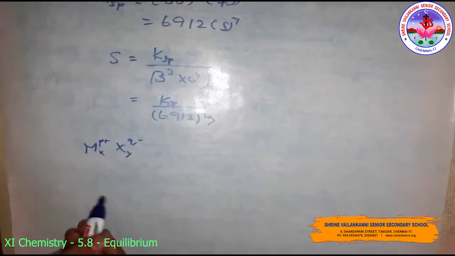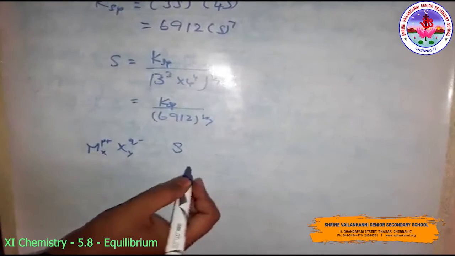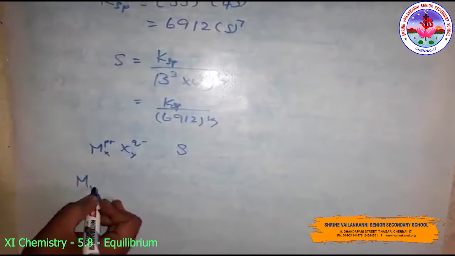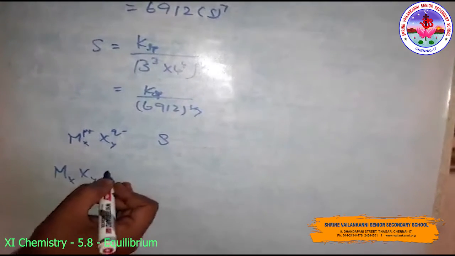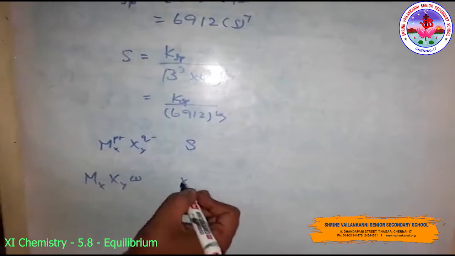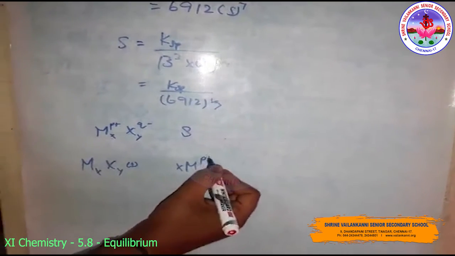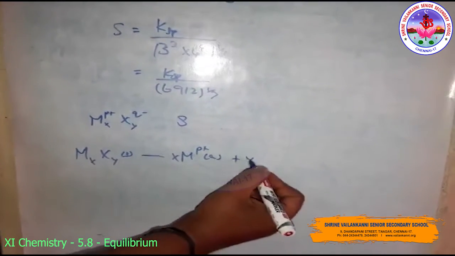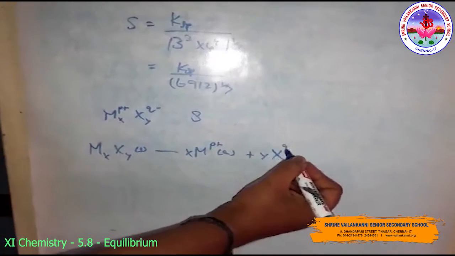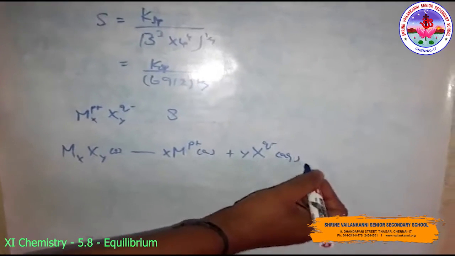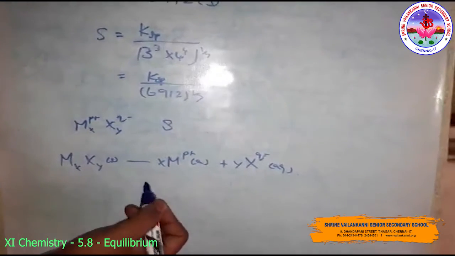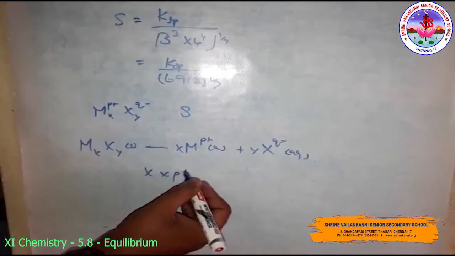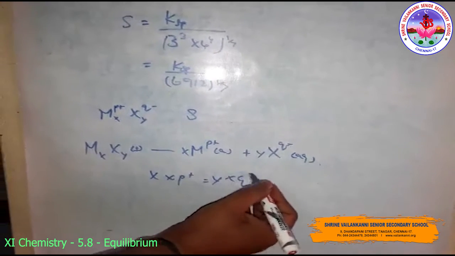So with the molar solubility S, in equilibrium with the saturated solution, we can represent it like this: MxXy solid is in equilibrium with x M^p+ aqueous and y X^q- aqueous. So here x into p+ is equal to what? That is, x into p+ is equal to y into q-.